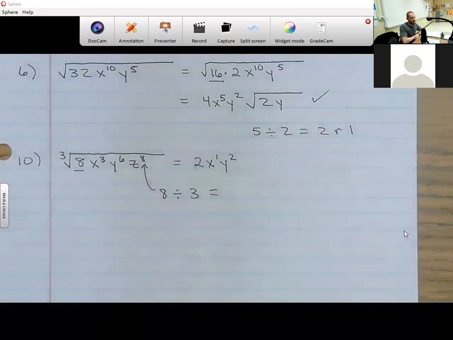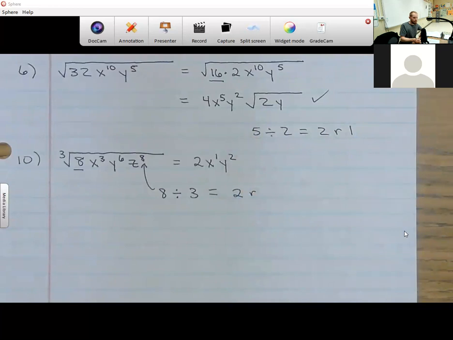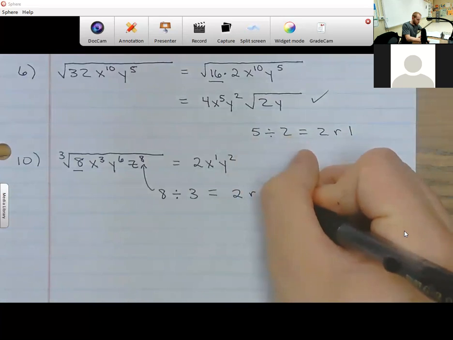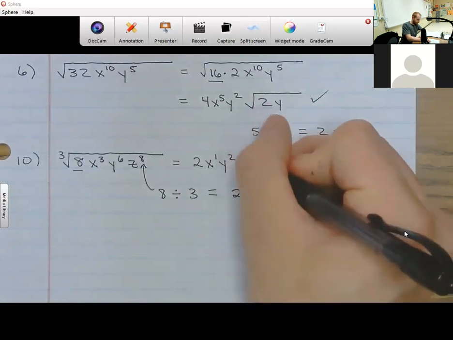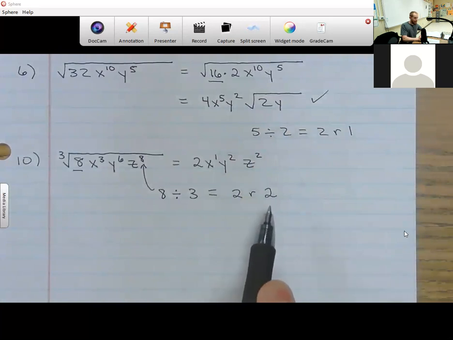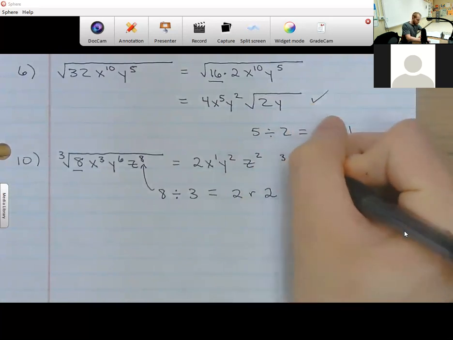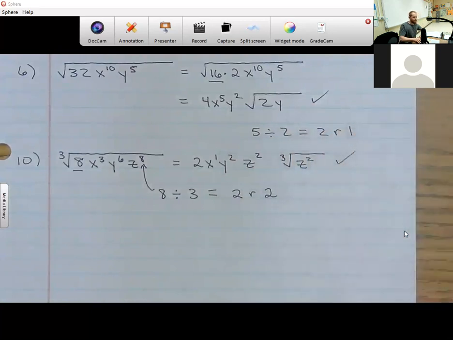Okay, so think about it. What's 8 divided by 3? How many times can 3 go into 8 without spilling over? 3 can only go into 8 twice without spilling over. But how many are going to be left? 2, right? So my answer is going to be 2 remainder 2. So I can take out 2 z's, that's fine. But 2 of them have to stay under the radical. So I'm going to have cube root of z squared, and I'm done. Okay?